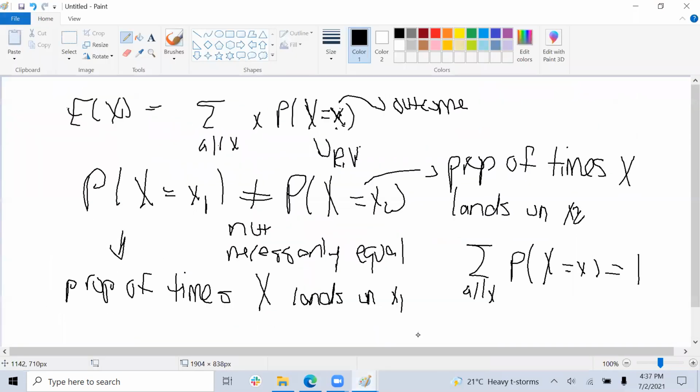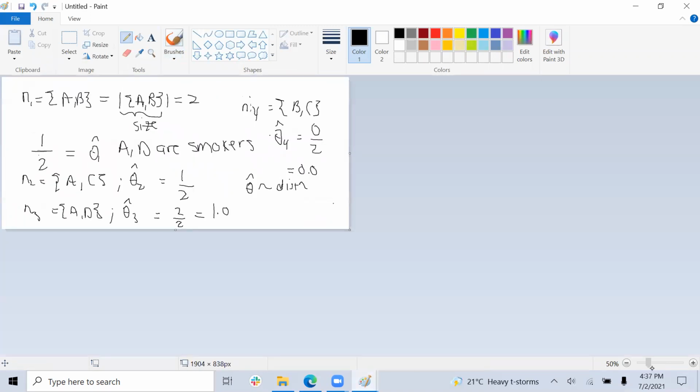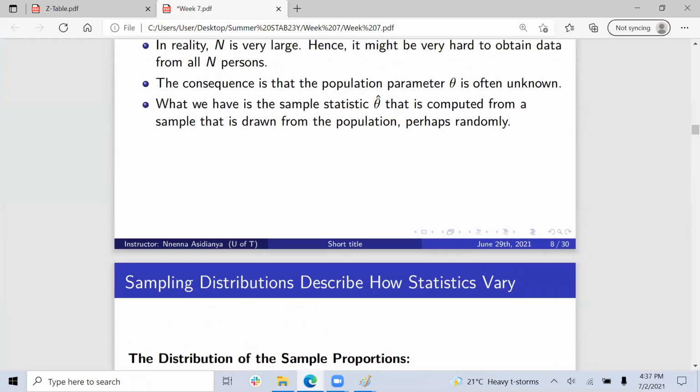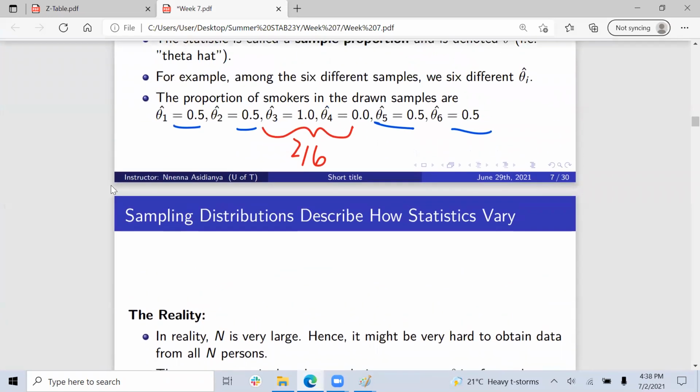Recall that, again, for the proportion of smokers, we had the following. We knew that, for instance, theta 1 hat was a half. Theta 2 hat is also a half, because I think theta 2 hat was A and C. But theta 3 hat was A and D, which are both the smokers, so it was 1. Theta 4 hat had all the non-smokers, so it was 0. And then if you look at samples 5 and 6, so this is B and C and D. B is not a smoker, D is a smoker. C is not a smoker, D is a smoker. So they each have a proportion of a half, which is what you see here.